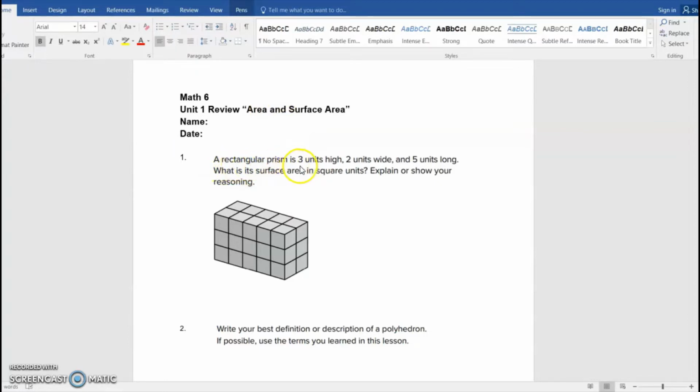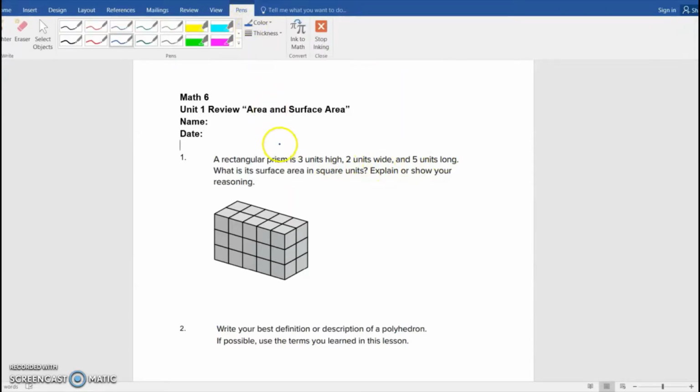It says a rectangular prism is 3 units high, 2 units wide, and 5 units long. I'm going to start off by labeling that. So 3 units tall, 2 units wide, and 5 units long. If I'm looking for the surface area, remember I'm looking again for the area of each one of these faces. So I like to break it down into front and back. And then I call my two sides my right and left. And then that leaves me with my top and my bottom.